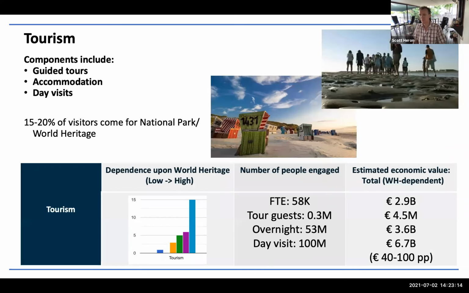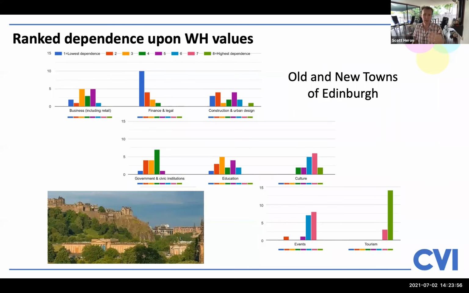To give you an example, from the Wadden application of the CVI, tourism was one of the business types that was identified. And you can see here that there were some components of tourism that were specifically noted. You can see some comments there that around 1/6 of all visitors come because of the national park status or the World Heritage status of the different areas of the Wadden property. And you can see there's some information there regarding the number of people engaged, the economic value, and this dependence metric. And on the next slide, I'd like to take a little bit further journey on this idea and give you an example of what this can look like.